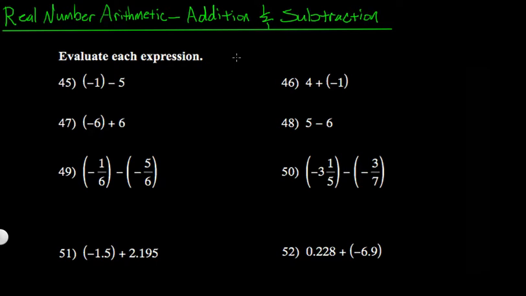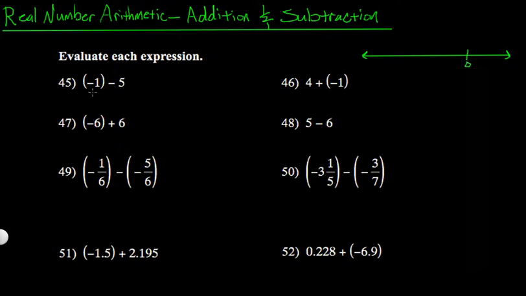Real number arithmetic. All right, so we'll start with addition and subtraction. You can always think of real number addition or subtraction with integers, decimals, or fractions in terms of the number line. If we think about addition as moving to the right on the number line, and subtraction as moving to the left, then that can help us out.